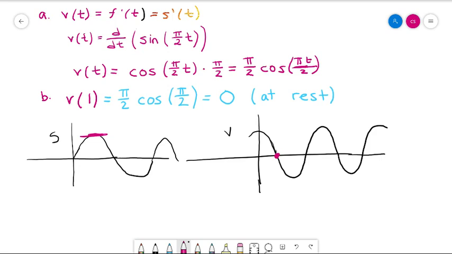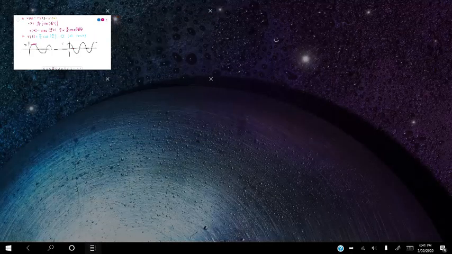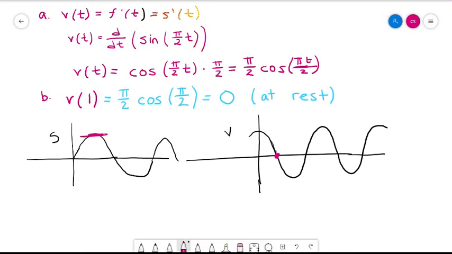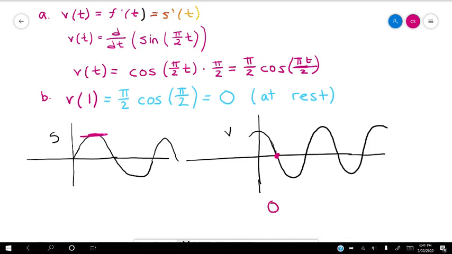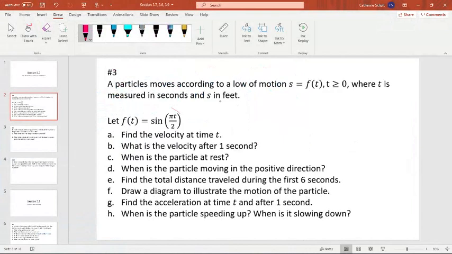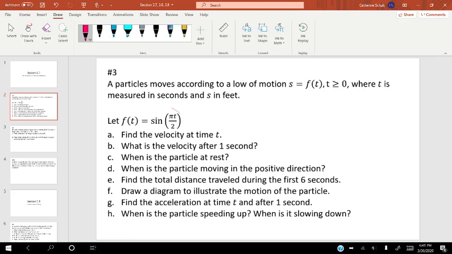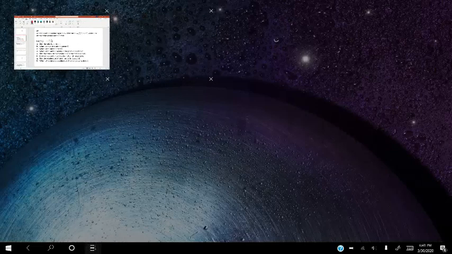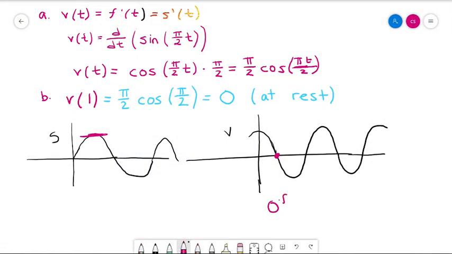All right, oh, I'm sorry. Let me get some units in there. I shouldn't just say 0. We should say 0. And then what was our question? Let's refer back to the units. 0 feet per second. So write 0 feet per second. There, that's a better answer.